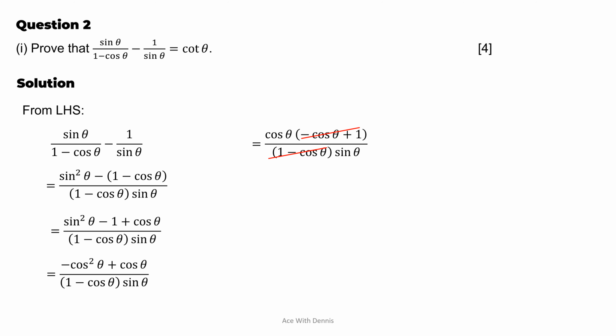Then we can cancel out 1 minus cosine theta from the top and the bottom. And it will be left with cosine theta over sine theta, which is cotangent theta. Hence, proven.